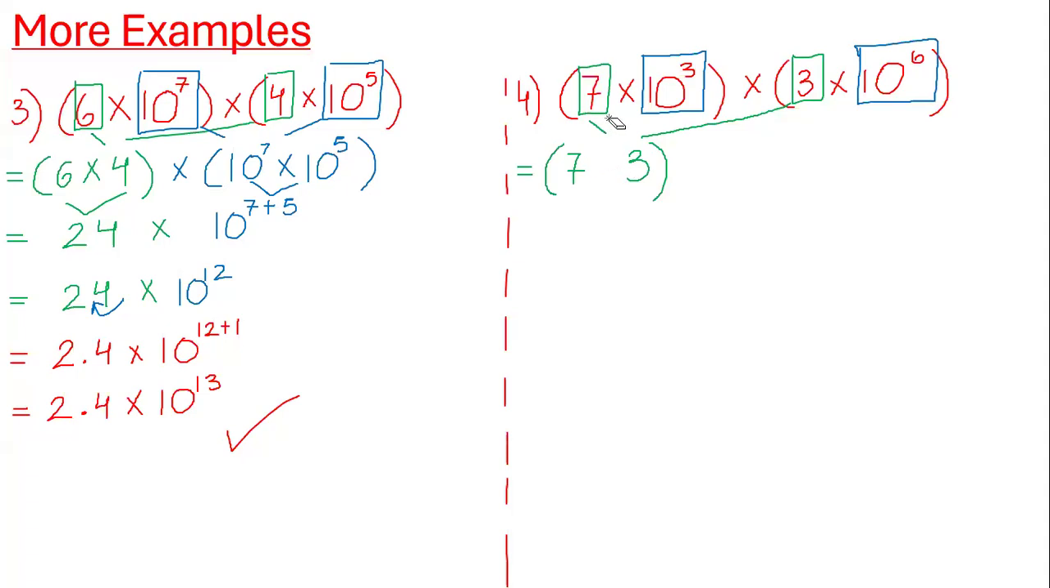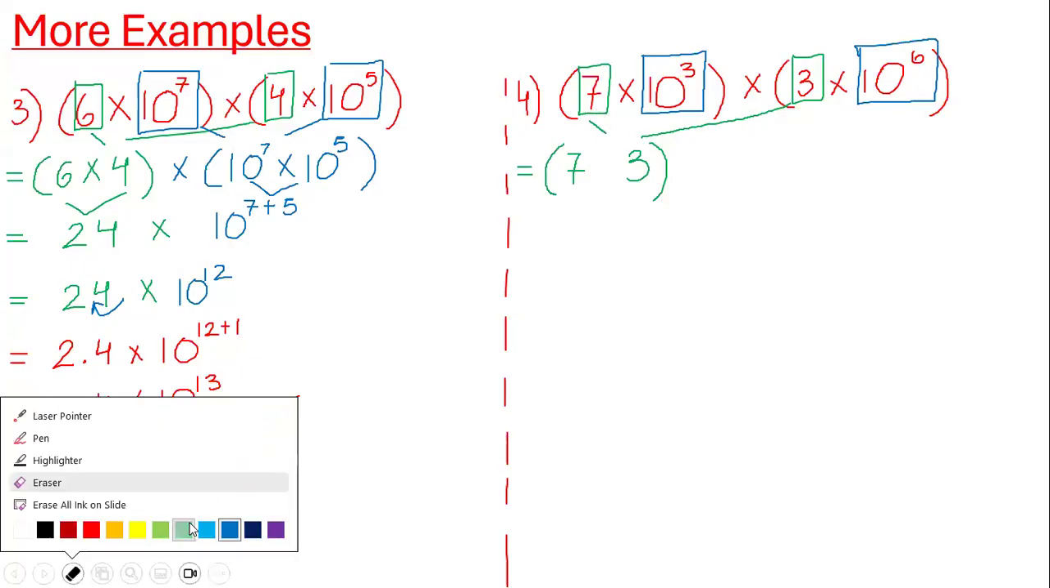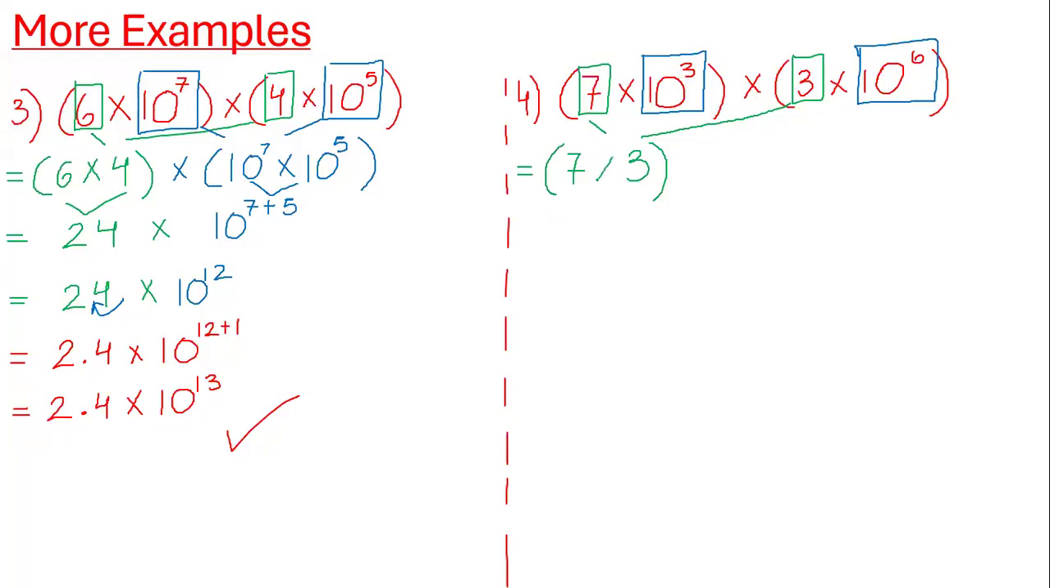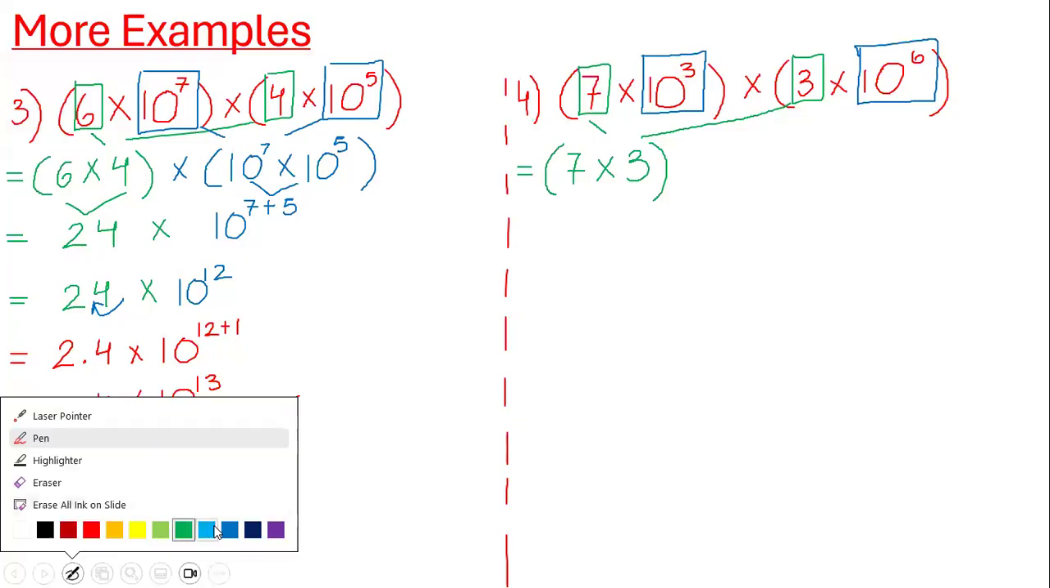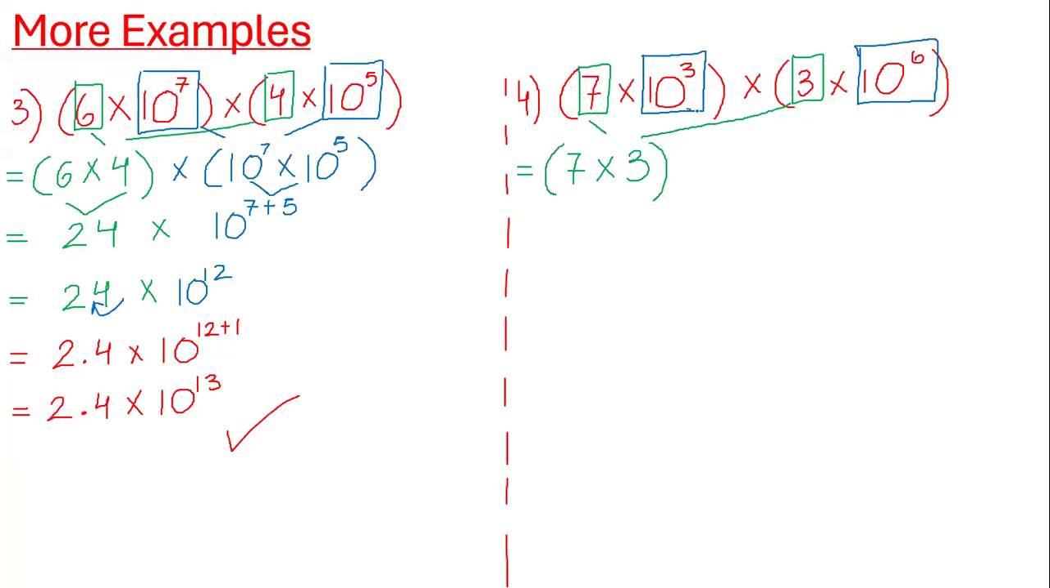All right, what we have to do? We have two groups, right? It's going to be 7 times 3. And we bring this and that together, right? And so it's going to be open bracket, 10 to the third power multiplied by 10 to the power of 6.